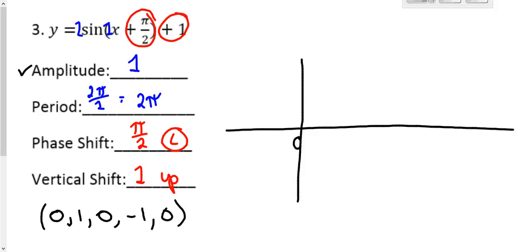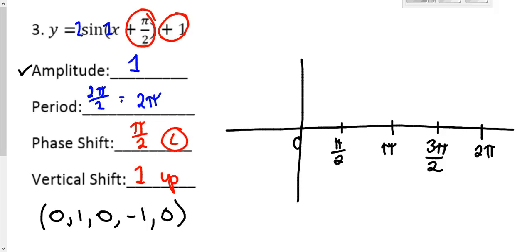So this is going to be 0. I'm going to write this out to 2 pi. Half of 2 pi is pi. Half of that is pi over 2. And in between pi and 2 pi is 3 pi over 2. Okay. So from there, I'm going to use the pattern.